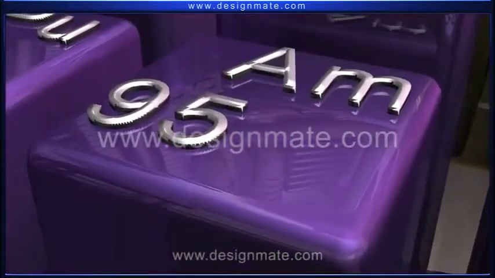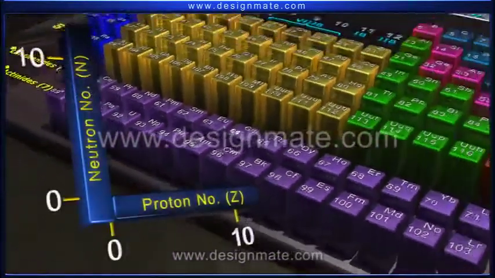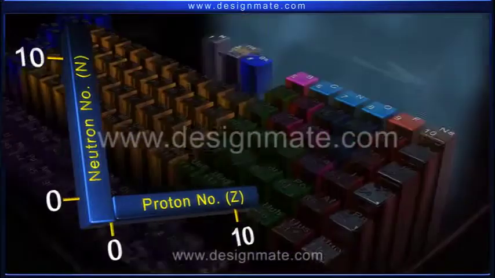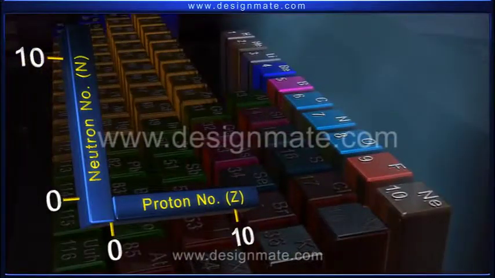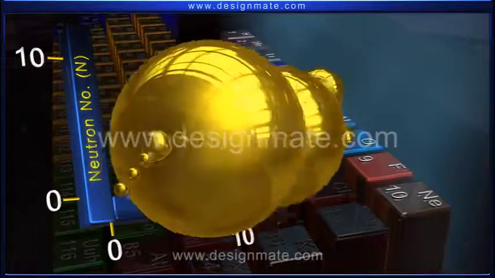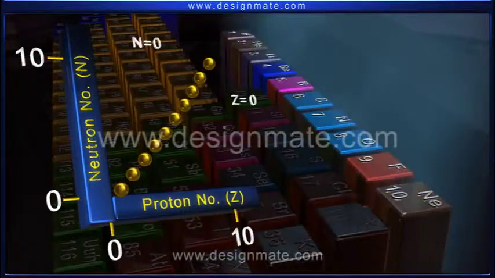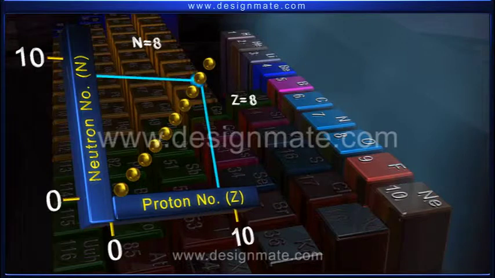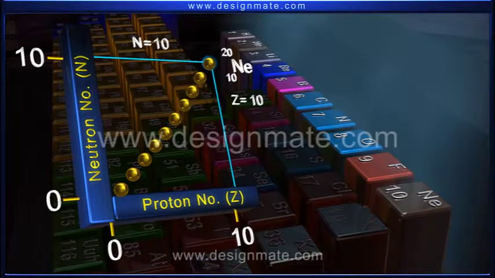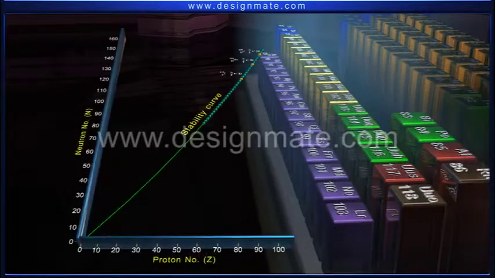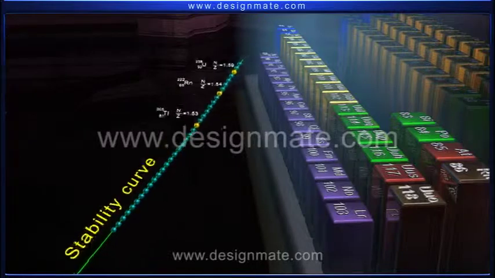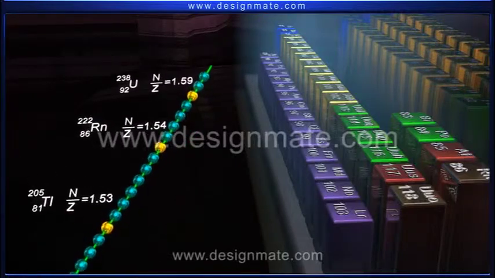On plotting a graph of neutron number versus proton number for all the elements in the periodic table, we can see that for lighter nuclei having atomic number up to 10, the number of neutrons is equal to the number of protons. This means the ratio n by Z equals 1, and they are stable nuclei. But for heavier nuclei, this ratio is more than 1 as seen in the graph. These heavy nuclei are unstable. Do you know why?